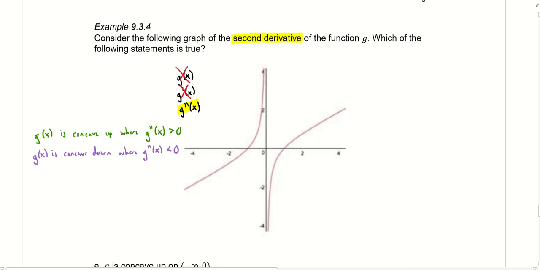Now again, this is a graph of the second derivative. It's not a graph of the function, it's not a graph of the first derivative, it's a graph of the second derivative. And so very similar to the previous example, I'm going to consider from this graph the sign of my second derivative. Namely, if this particular graph is above the x-axis, that's where my second derivative is positive. And where this graph of the second derivative is below the x-axis, that's where my second derivative is negative.